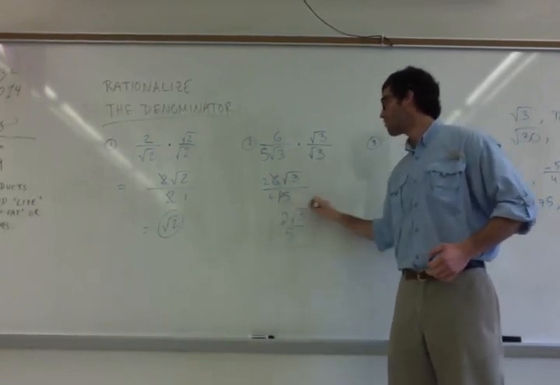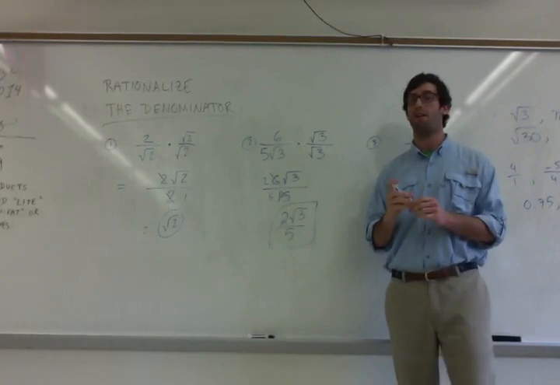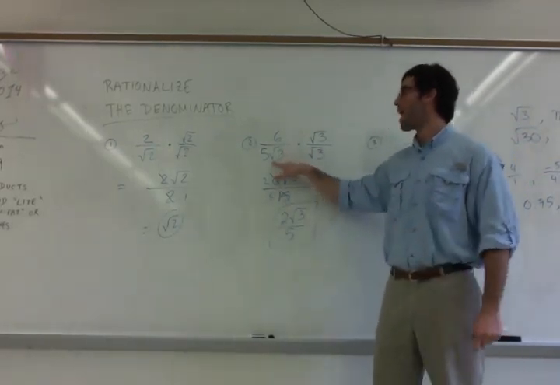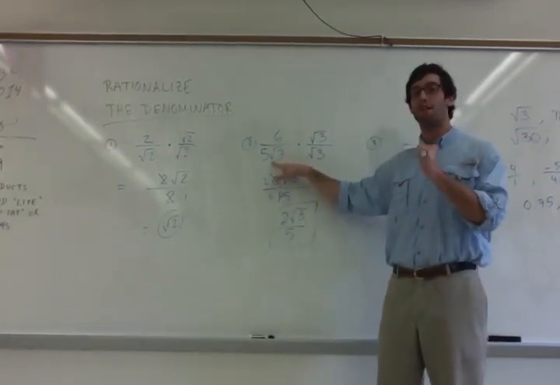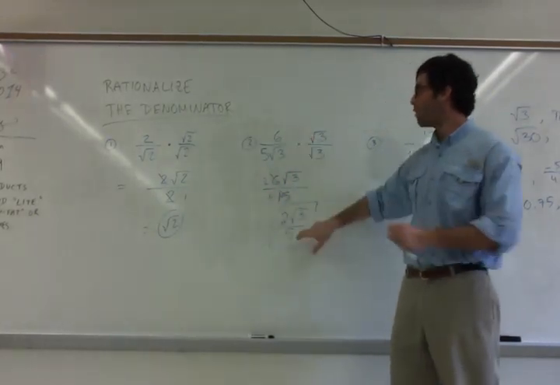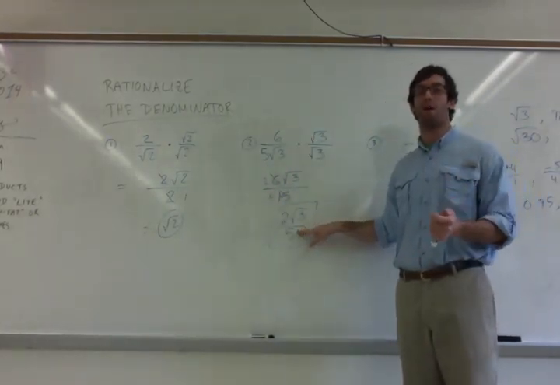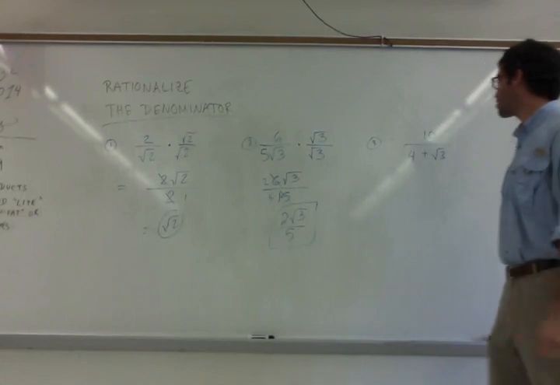Now, once again, the whole goal is to rationalize the denominator. The denominator was an irrational number. 5 root 3 is an irrational number. All right, now, the number 5 is a rational number. It can be expressed as the ratio of 2 integers, right? 5 over 1.